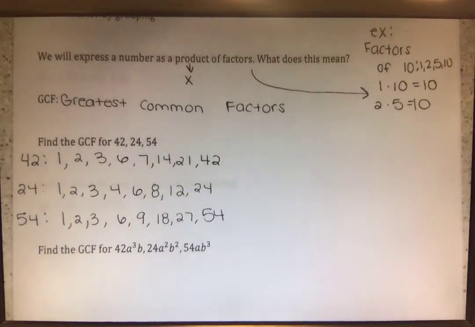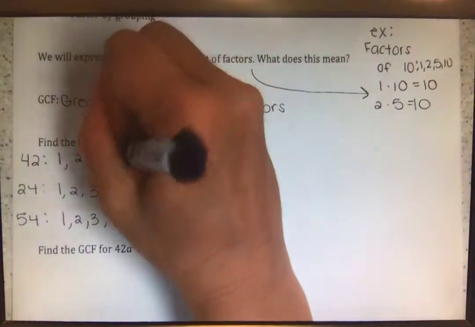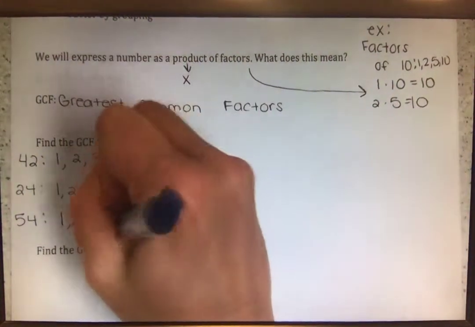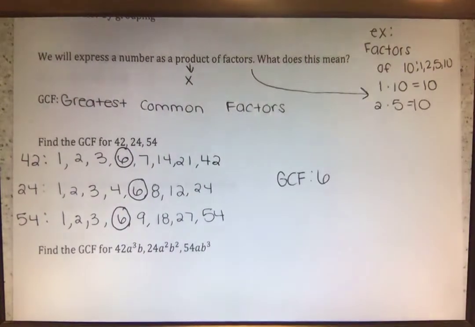So now we're looking for the largest factor. What largest number here do they all have in common? Which would be 6. So we would know that our GCF is going to be 6 between 42, 24, and 54.